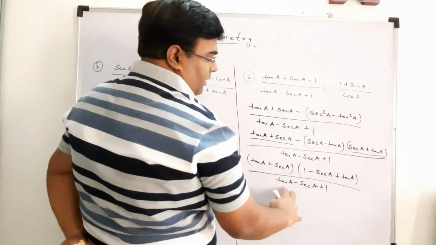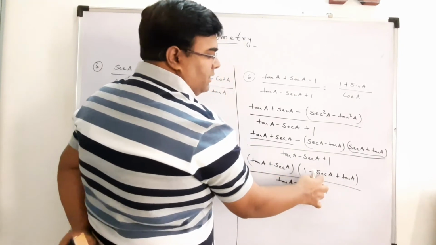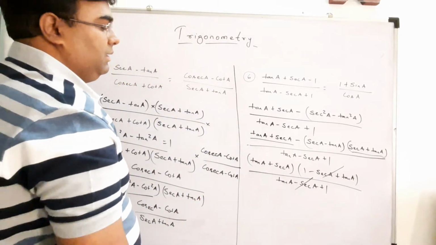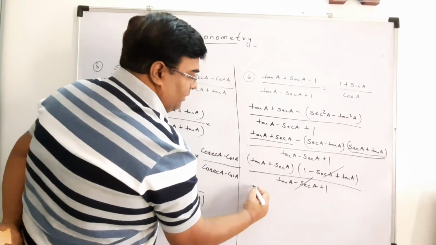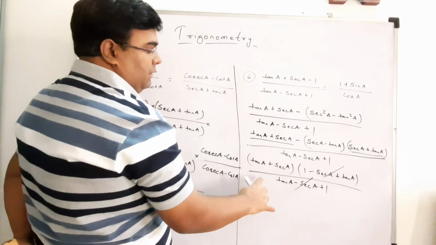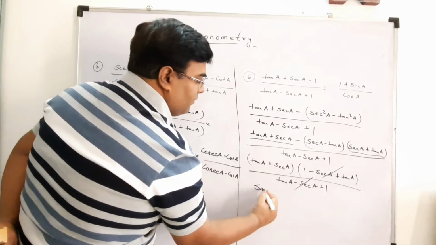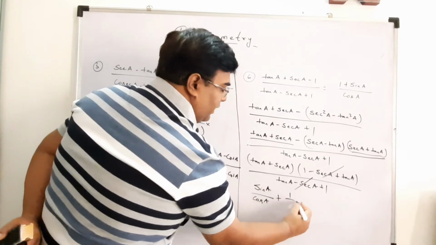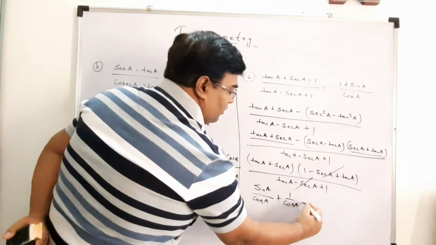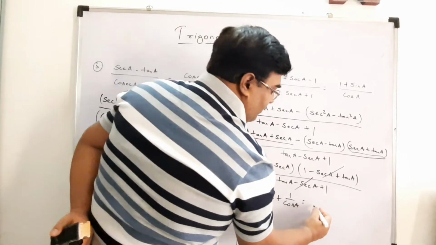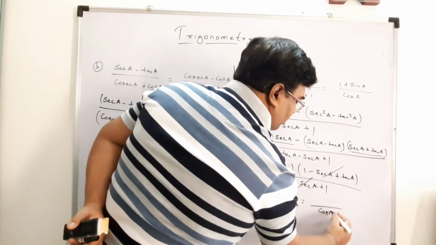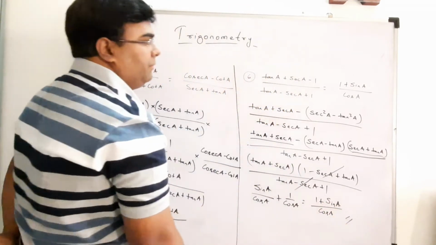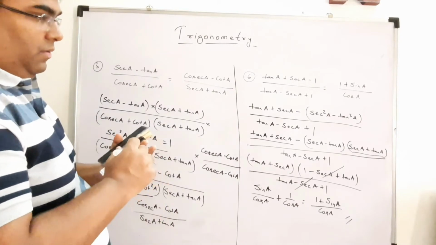Now this tan A minus sec A plus 1, tan A minus sec A plus 1, they will get cancelled. So we have only tan A plus sec A, and in the next step I am writing tan A as sin A upon cos A plus sec A as 1 upon cos A. Now taking cos A LCM, we got 1 plus sin A. Right.